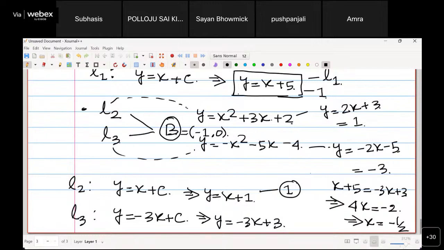It is saying that L1 and L3 are intersecting at (-2, 3). But as you can see, they are not intersecting at (-2, 3). They are intersecting at minus half comma something.